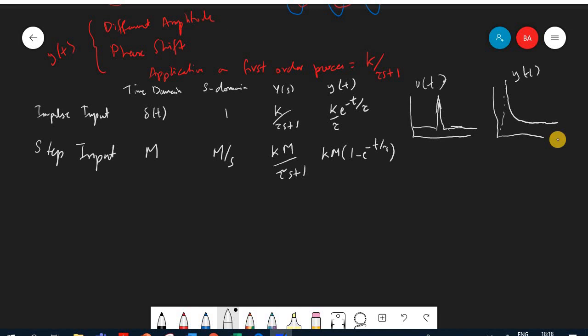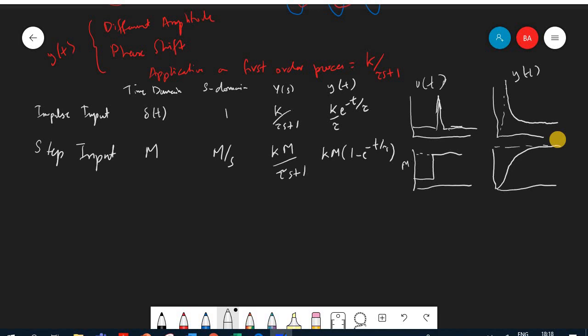What was the shape of my input? My input was something like that. It goes from a certain value to m, so this is m, and my output looked something like that, going to a new steady state.